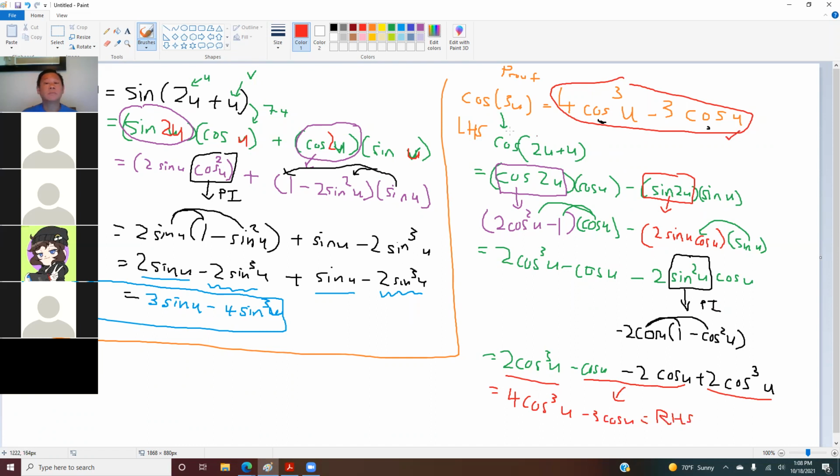This one. Do you always solve from the right to the left hand side? Majority of the time. I can say 80% of the time.